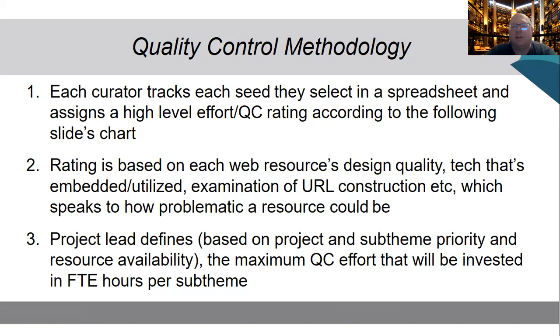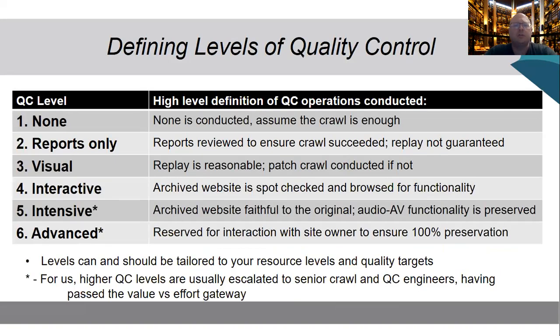Project lead would then define, based on project and subtheme priority and resource availability, the maximum QC effort that will be invested in FTE hours, it's measured in hours, per each subtheme of the project. So here's a look at the actual quality control levels. We have 6 of them, ranging from none, no quality control is conducted at all, all the way up to interacting with the website owner or webmaster to ensure 100% accurate and faithful preservation.